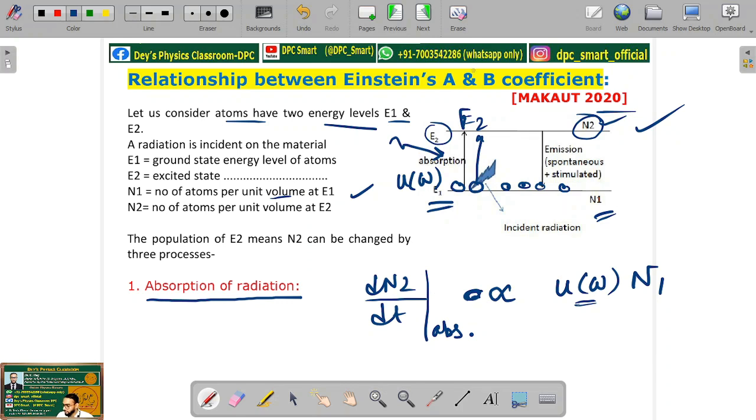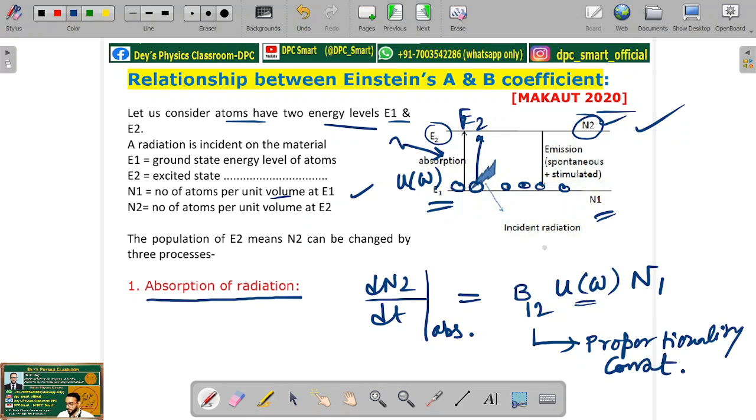If we remove the proportionality symbol, then we have to put a proportionality constant, and that is given as B12, where B12 is the proportionality constant. Let us consider this as equation 1.